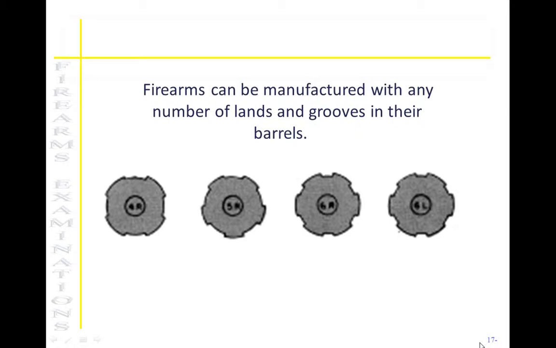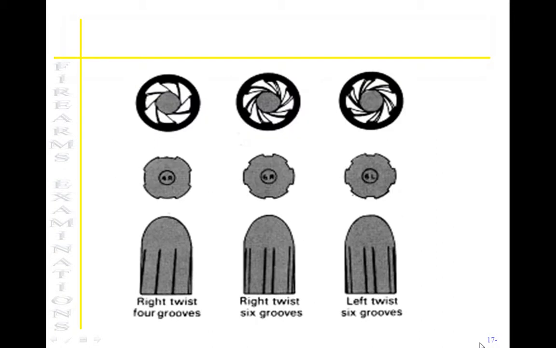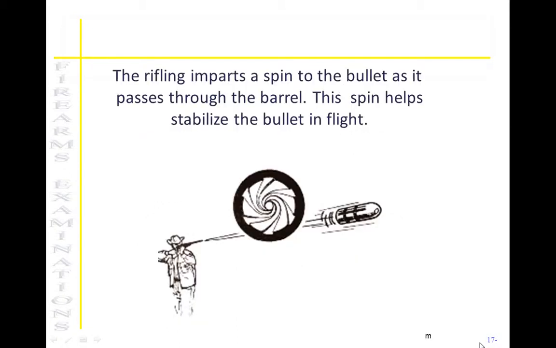Firearms can be manufactured with any number of lands and grooves in their barrels, and they can also either spiral to the left or to the right. So a few of the more common rifling patterns are shown in this slide. And you can see from this slide how the barrel would actually appear and then how the bullets themselves would appear. The rifling is what imparts a spin to the bullet as it passes through the barrel. This spin helps stabilize that bullet in flight.